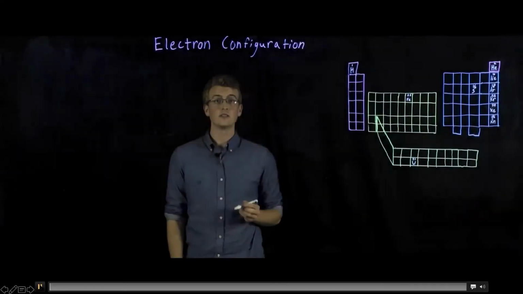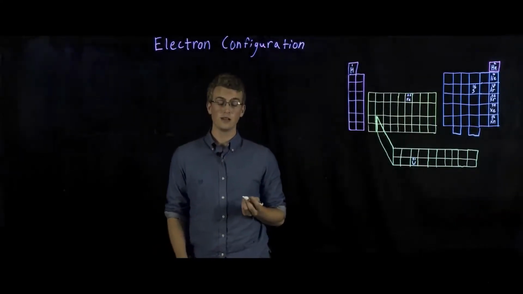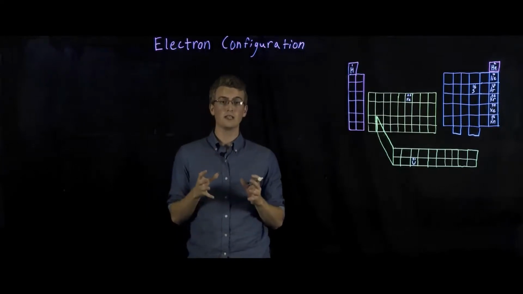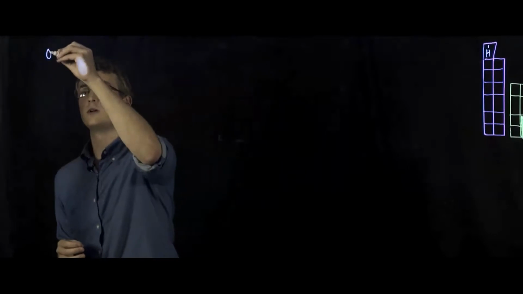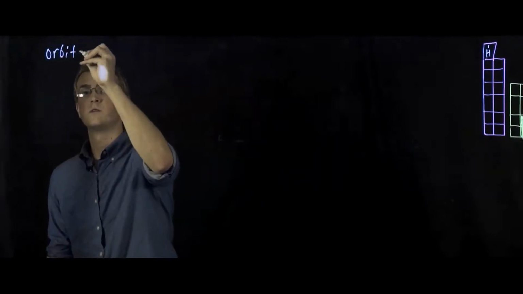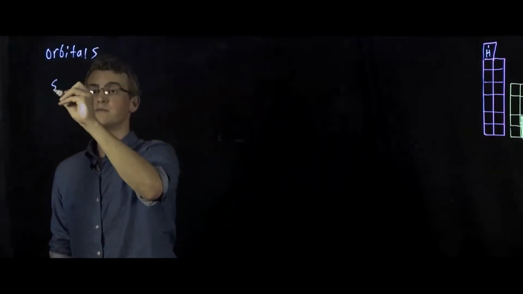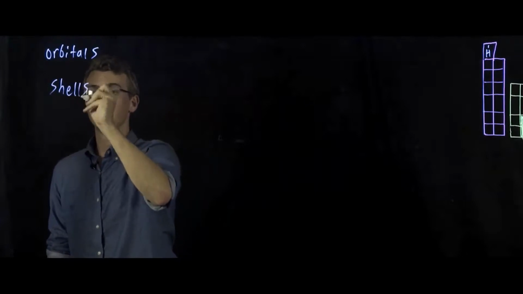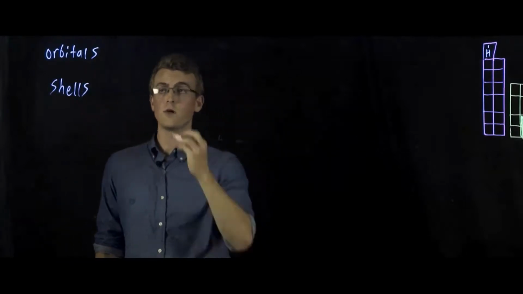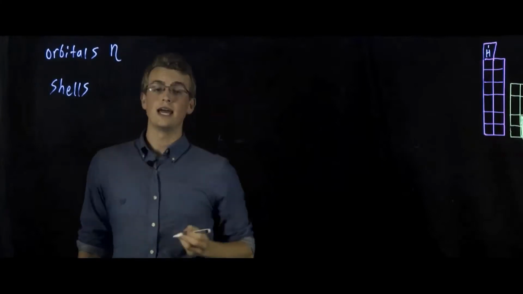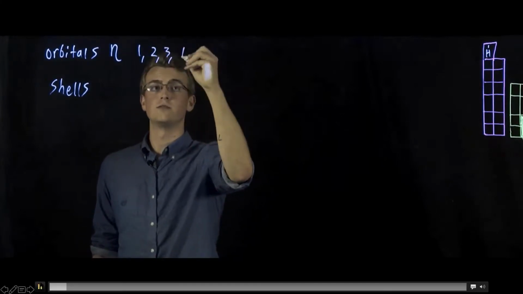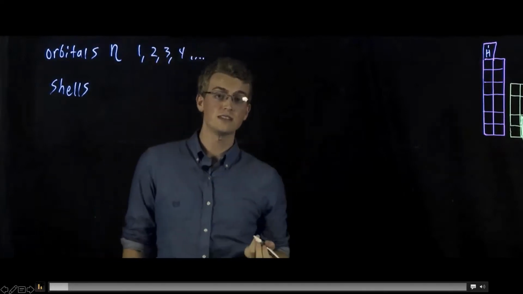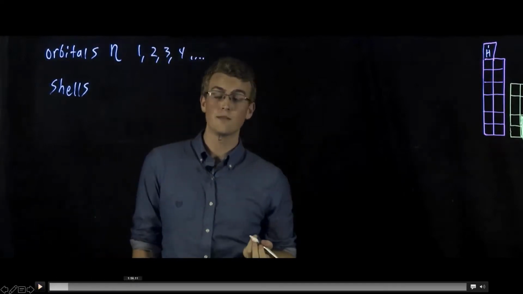So today we're going to talk about electron configuration. Electrons are arranged outside of an atom in an element. And the electrons are arranged in a couple of ways. They're arranged in orbitals, and they're arranged in shells. Now the orbitals are denoted by the principal quantum number n. And n takes the values of 1, 2, 3, 4, etc. It just takes numbers. Okay, I'm just going to jump ahead a little bit so you get a sense of what the video looks like.